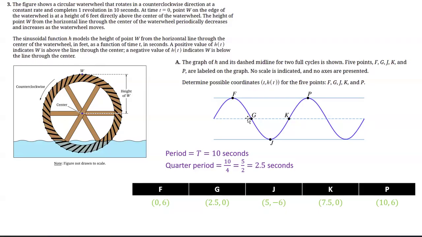And 10 seconds later, it will get back there. So in 10 seconds it will rotate counterclockwise. So it's going to go this way, right? And 10 seconds later, it'll be back at the maximum point over here. So P is 10 as the time coordinate, comma, 6 as the height again, okay?